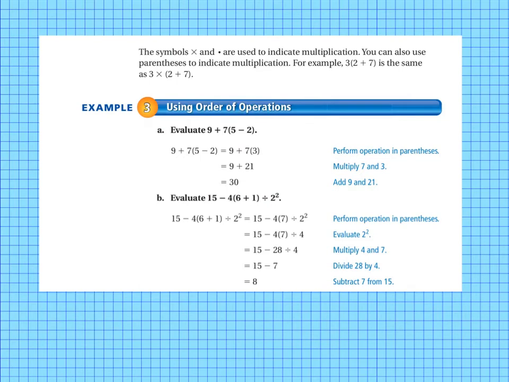At the top of example 3 is a reminder that the symbols X, which is not really an X, and the dot are used to indicate multiplication, and you can also use parentheses to indicate multiplication. For example, 3 times the quantity 2 plus 7 is the same as 3 times 2 plus 7. So from now on, when you see a number or a variable and it's just sitting next to parentheses, that means multiplication.